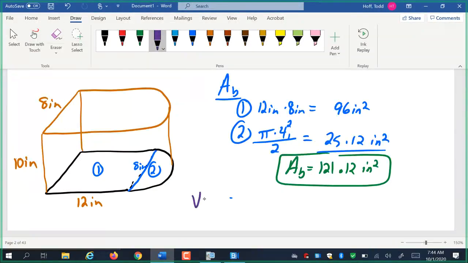So then the volume is the area of that base, 121.12 square inches, times that height, the 10 inches. So 1,211.2 inches cubed is our volume.